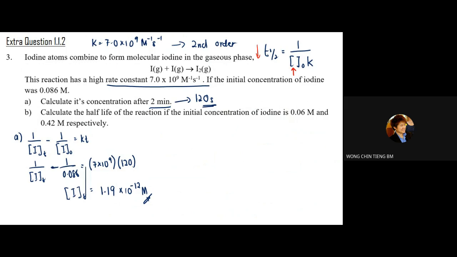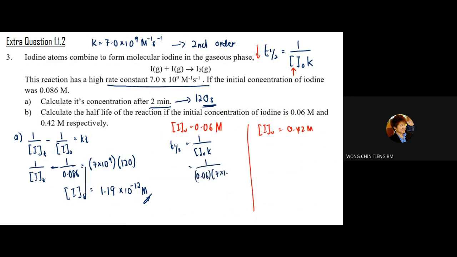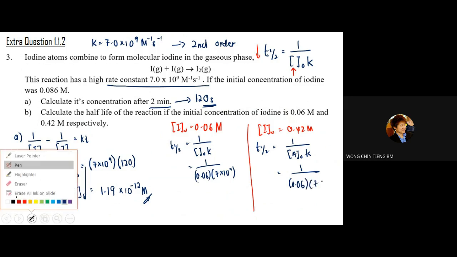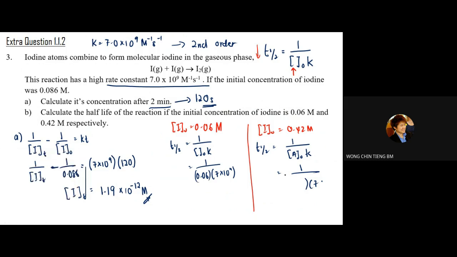This is the logical way when you have two. So right now, I have two initial concentrations: 0.06 and another initial which is 0.42 molar. So what do we have over here? Half-life. There is no half-life given, just concentration initial and K. Just substitute. 1 over 0.06, substitute in the K. Okay, this one is the same. Do you calculate too? Any problem? Any who cannot calculate? Did you get it? Which one is higher? 0.06 is higher. How long?